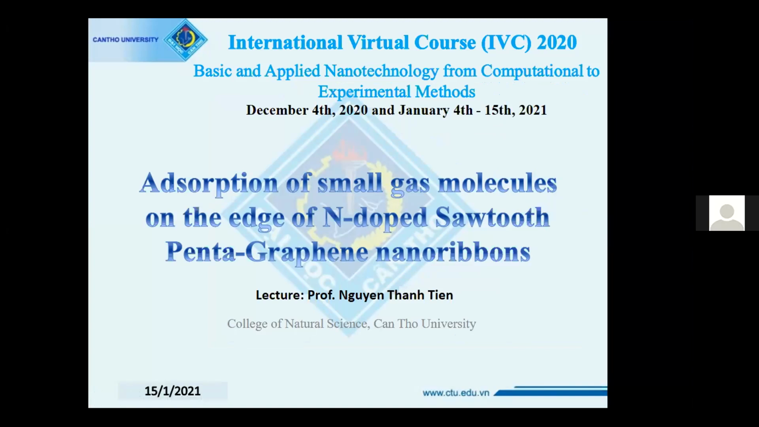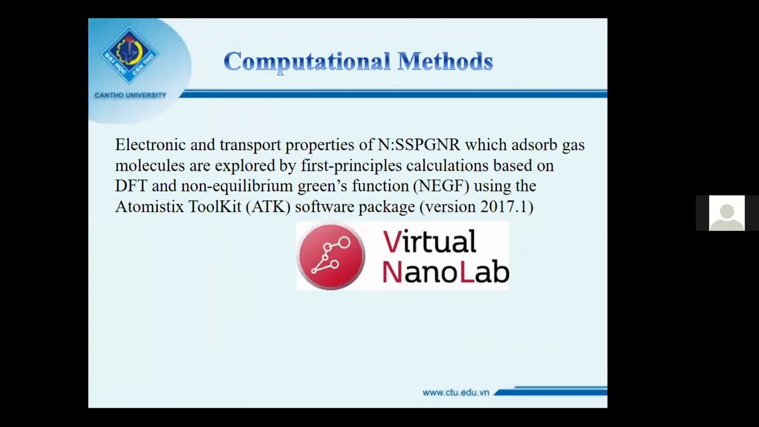Good morning, everyone. I am Phuong Thong. Today, I present our research about adsorption of small gas molecules on the edge of pseudo-sp2 graphene nanoribbons doped with nitrogen. Electronic and transport properties of the nanoribbons with these gas molecules are explored by first-principles calculations based on DFT and non-equilibrium Green's functions using the ATK software package.